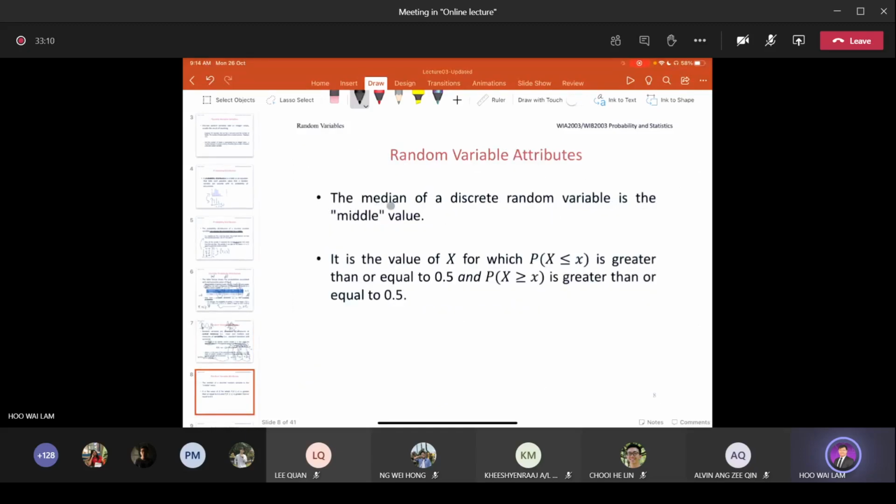The median of a discrete random variable is the middle value, the value of x for which the probability of X smaller than or equal to x is greater than or equal to 0.5, and the probability of X bigger than or equal to x is greater than or equal to 0.5. So median is trying to capture the central place of your probability. When you have a probability distribution like this, it cuts through the middle of it.